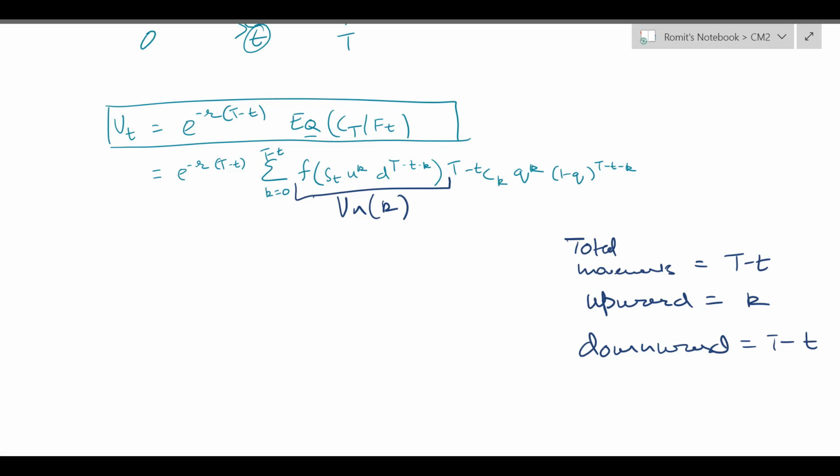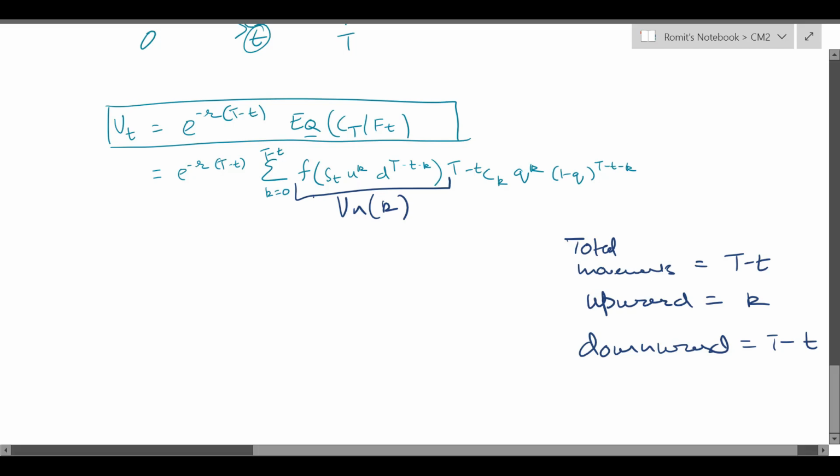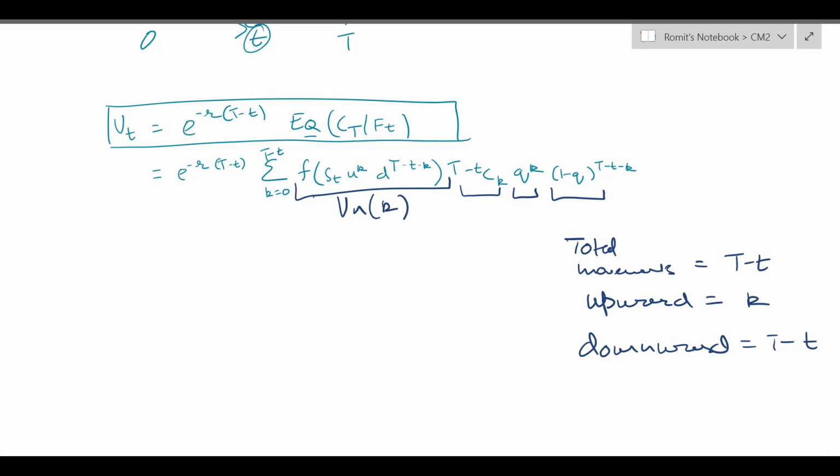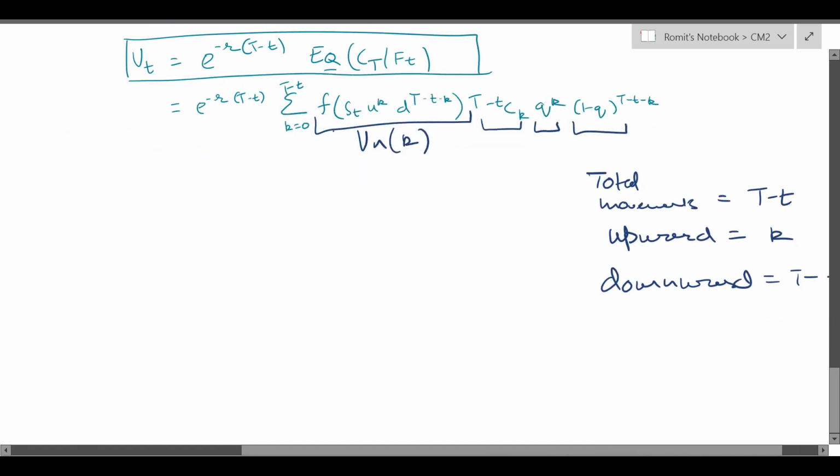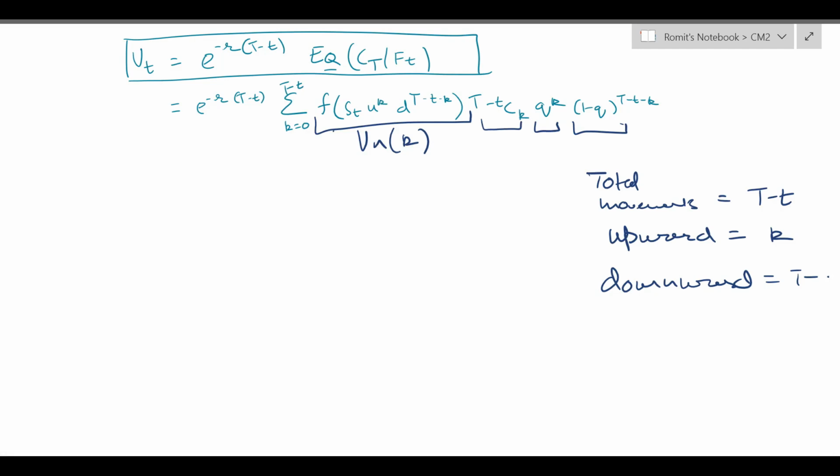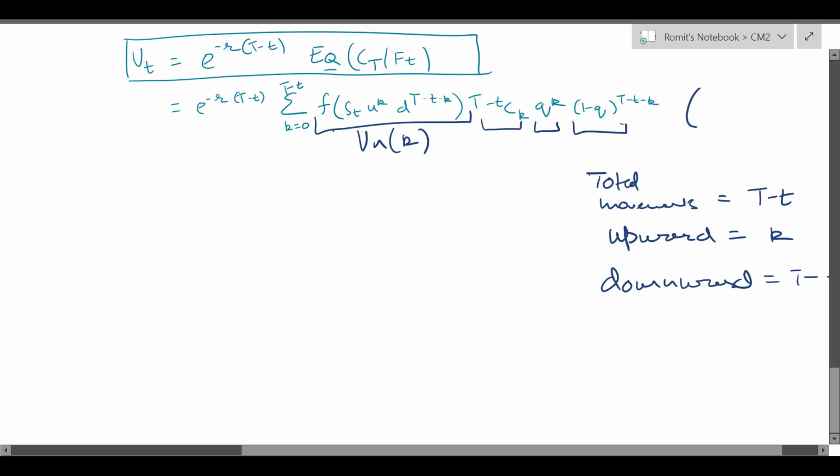Then we need to take the probability of k upward movements, which is T minus t choose k. The risk neutral probability of k upward movements is q to the power of k, and the risk neutral probability of T minus t minus k downward movements is 1 minus q to the power of T minus t minus k. Okay, this is what is happening. Now let's apply the state price deflator approach, and this equation I have just taken from the material. You can find this equation on page number 32 of the chapter. We have seen this equation before.